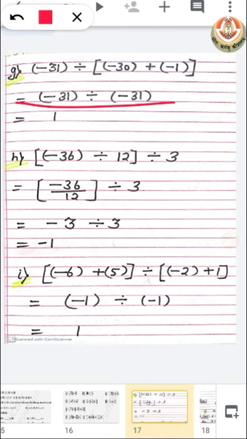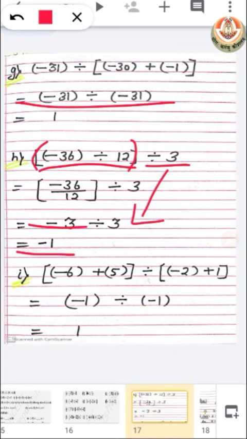H. In the H part, minus 36 divided by 12, then their answer will be divided by 3. So we have to solve the bracket first. When we divide minus 36 by 12, we get minus 3. Then minus 3 will be divided by 3. So we get minus 1 as the answer.